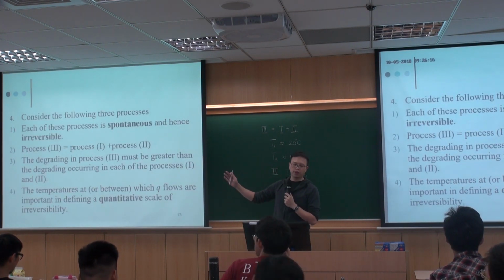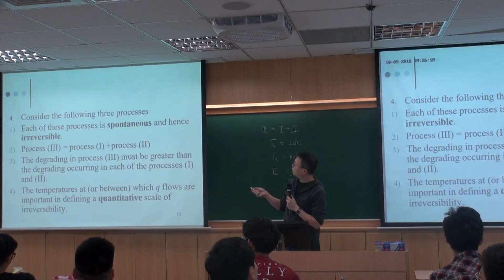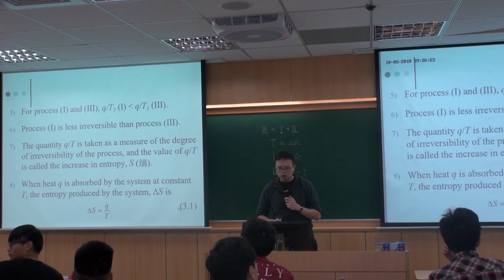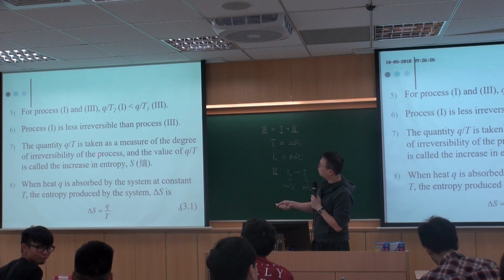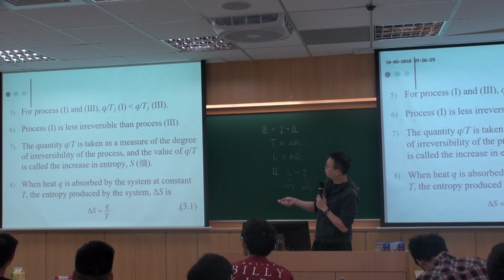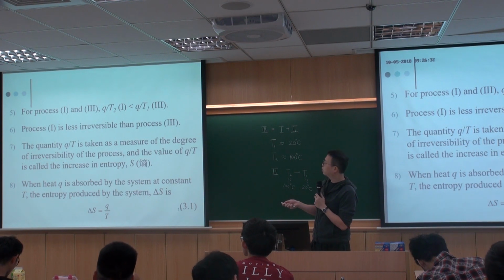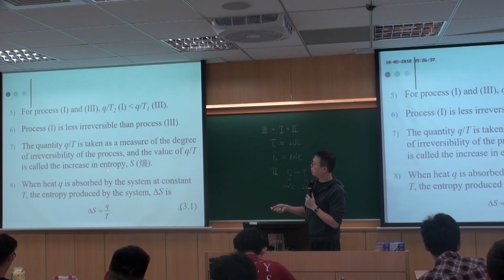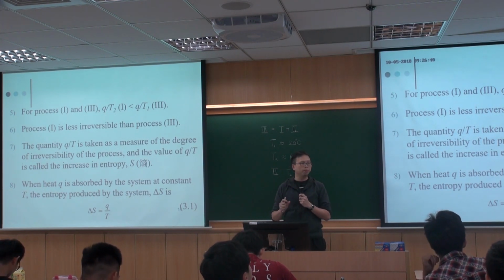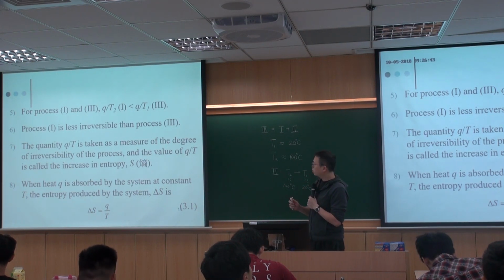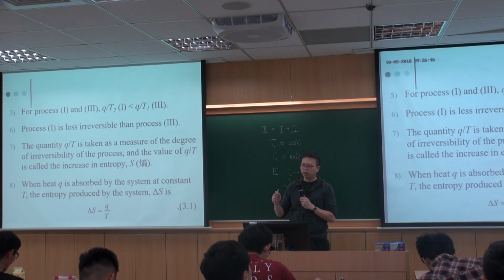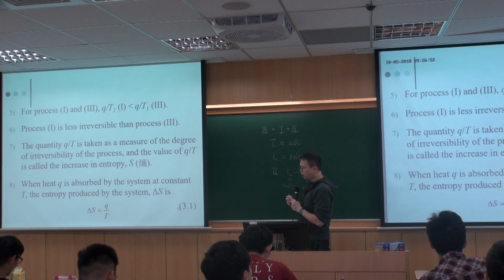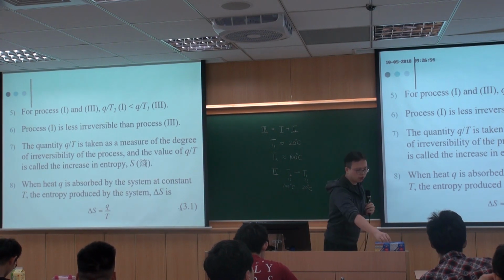So I won't go through this again. These are just the words stating something that I just mentioned. And therefore, the quantity Q over T is taken as a measure of the degree of irreversibility of the process. The value of Q over T is called the increase in entropy. So please bear in mind that this is a difference. This is a change. So we are not stating that this is the definite value of entropy, but this is the change of entropy.